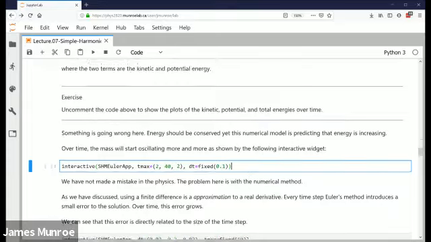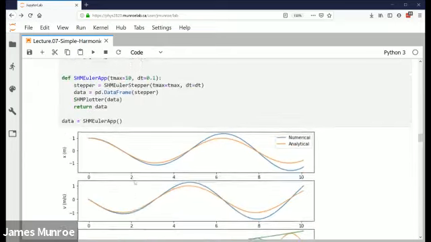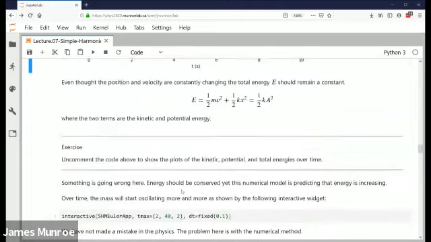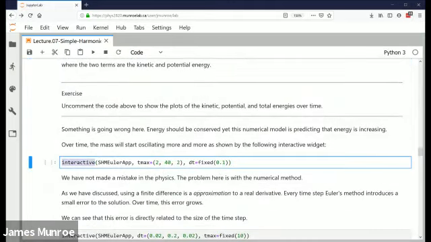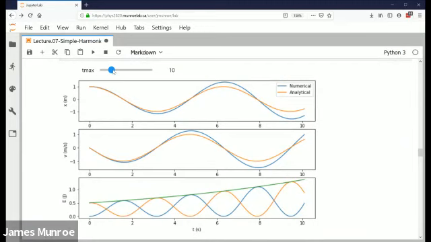So what I'm going to do is take that same model that I just showed you, and I'll remind you or point out that this takes some arguments. Specifically, it takes a maximum time. If I take that maximum time, I can make it an interactive application quite simply by saying interactive, the name of the application, and then saying this parameter will go from 2 up to 40, skipping by 2. dt fixed just means I'm going to keep the time step fixed at 0.1 and not make it interactive.